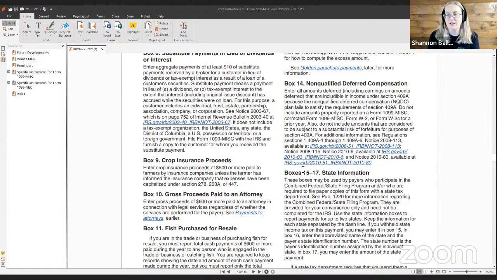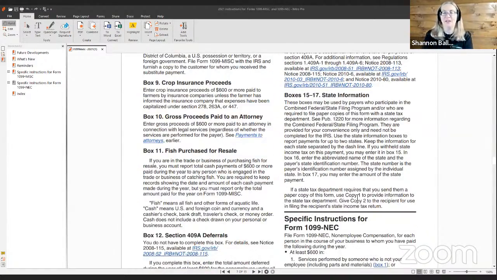For additional information, see Regulation Section 1.409A-1 through 1.409A-6, Notice 2008-113, available at irs.gov, Notice 2008-115, Notice 2010-6, available at irs.gov, and Notice 2010-80, available at irs.gov.